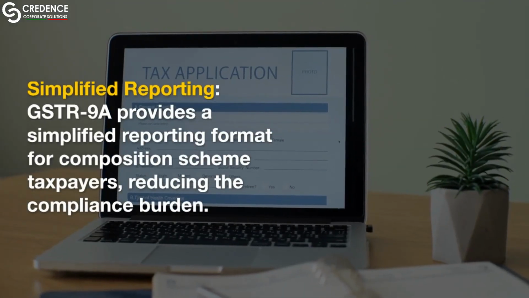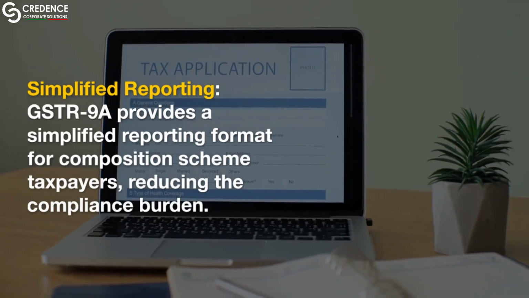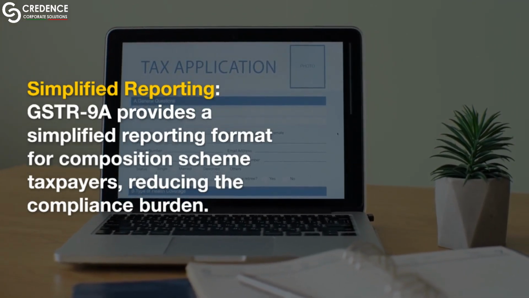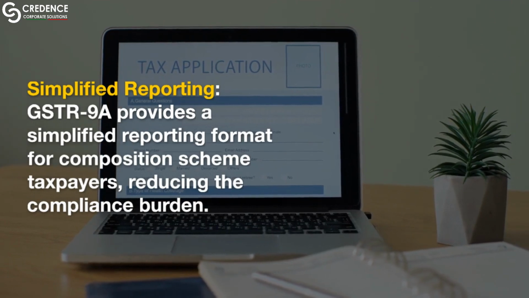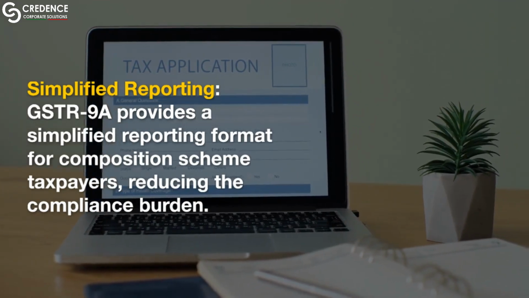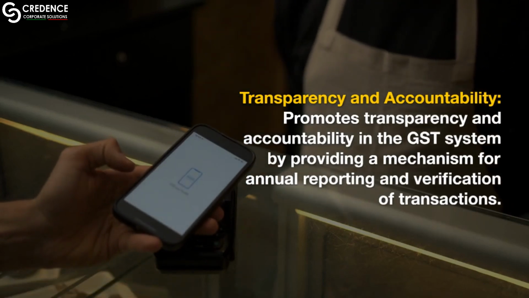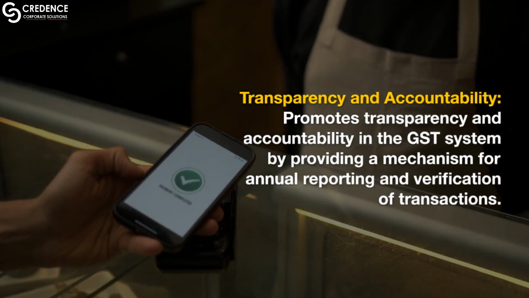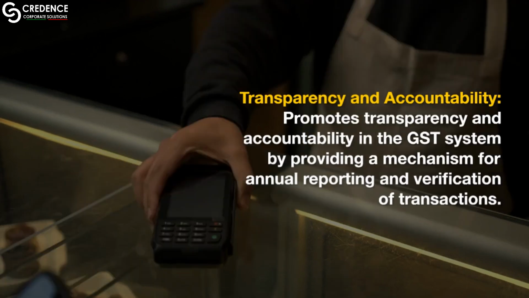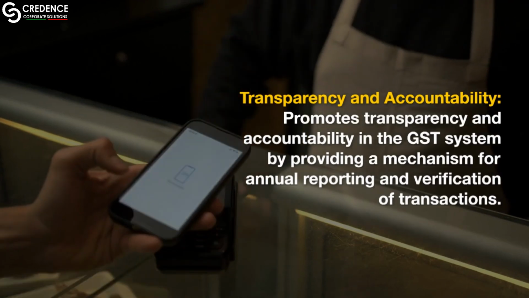Simplified reporting. GSTR 9A provides a simplified reporting format for composition scheme taxpayers, reducing the compliance burden. Transparency and accountability. It promotes transparency and accountability in the GST system by providing a mechanism for annual reporting and verification of transactions.